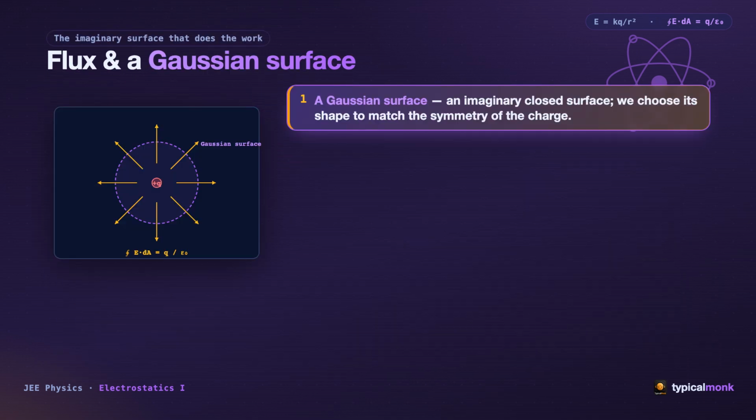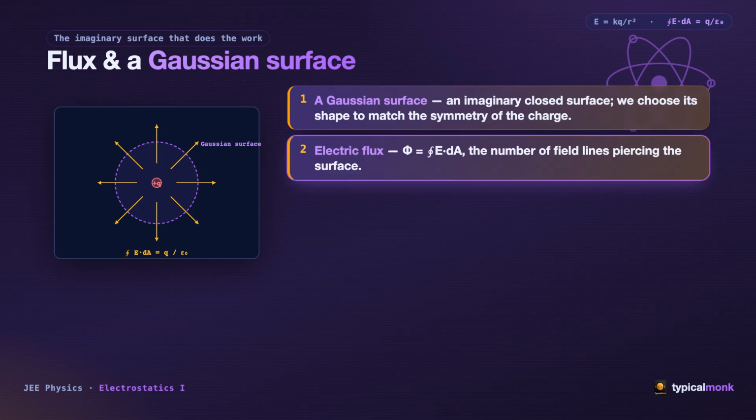Now the imaginary surface that does all the work, the Gaussian surface. A Gaussian surface is an imaginary closed surface, and we choose its shape to match the symmetry of the charge inside. Electric flux: phi equals the closed surface integral of E dot dA, the number of field lines piercing through the surface.